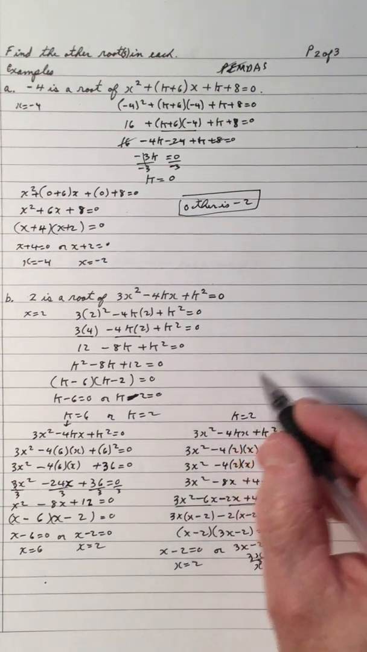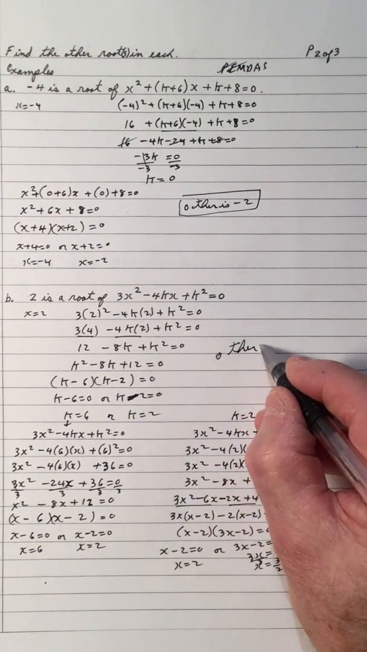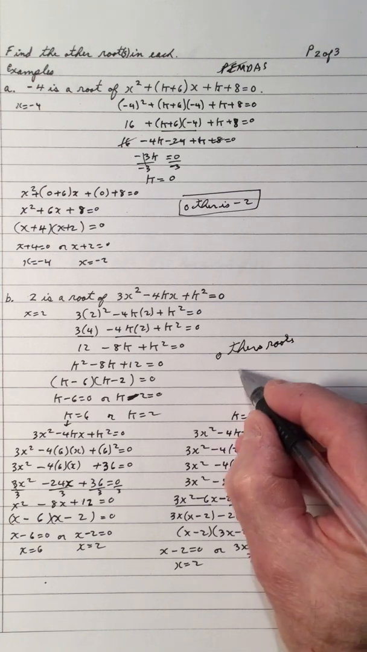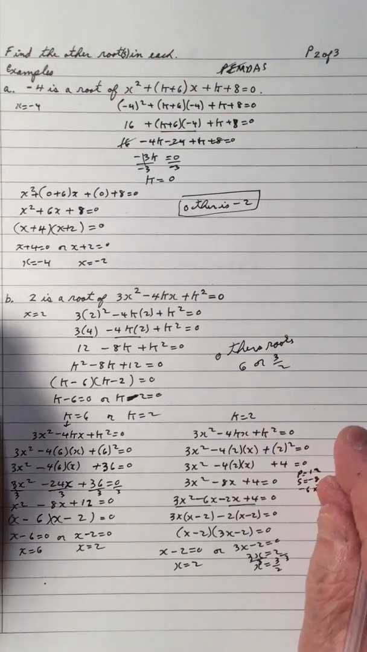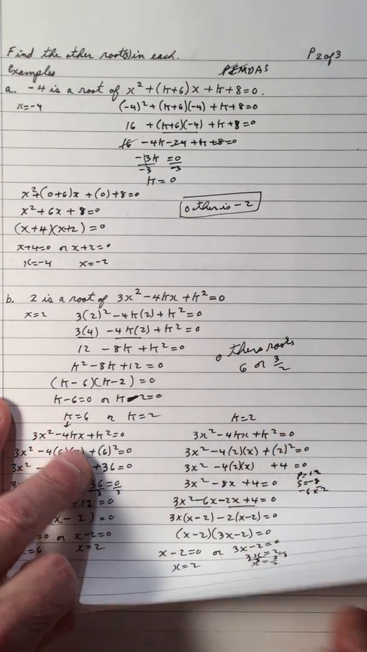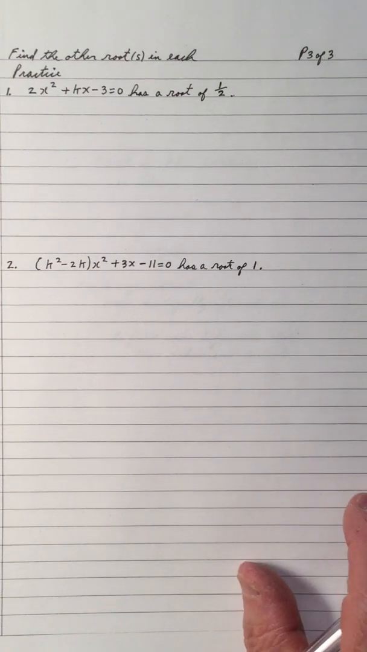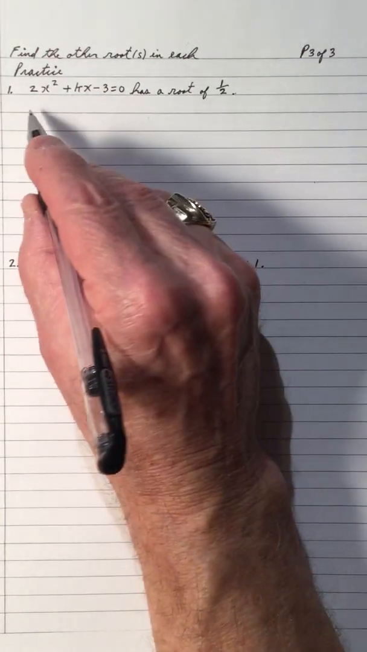And so, guess what? The other roots, in this case, could be 6 or 2 over 3. Two possibilities. So, good work, good math, if you think. So let's try these two. Practice.